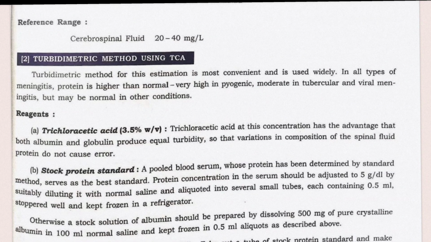A pooled blood serum whose protein has been determined by a standard method serves as the best standard. Protein concentration in the serum should be adjusted to 5 gram per deciliter by suitably diluting it with normal saline and aliquoted into several small tubes, each containing 0.5 ml, stoppered well and kept frozen in a refrigerator.